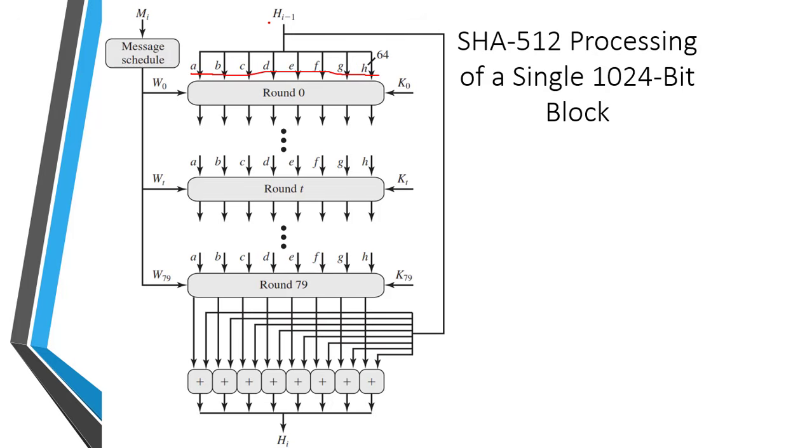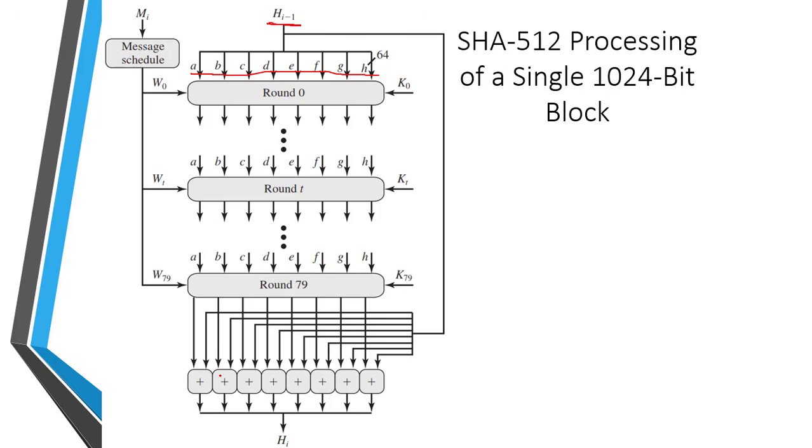Another input to the round function is the hash value of the previous round. So the first round will take the initialization vector, and the second round will take the output of the first round. In this way the values of all the buffers in all the rounds get updated, and after round 79, that is round 80, because here we are starting from 0, after round 80, the additive modulo operation is performed.